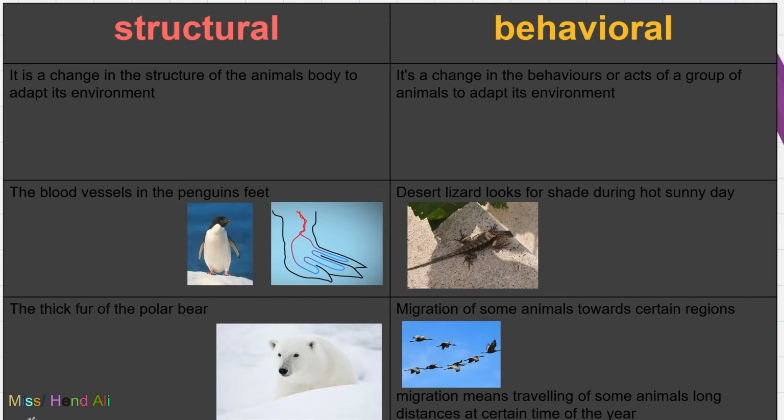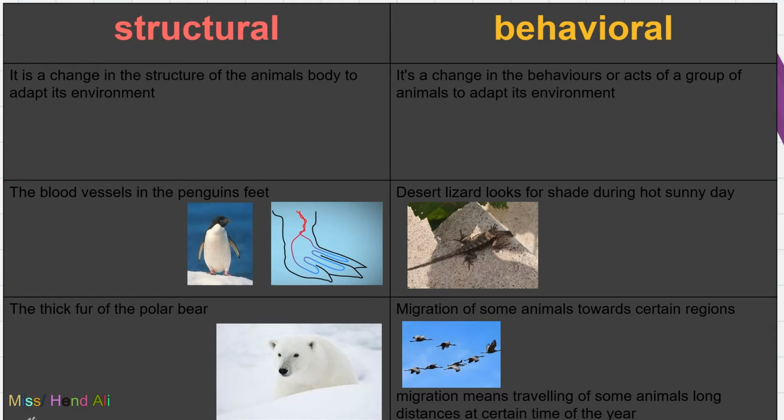Now let's talk about behavioral adaptation. Behavioral adaptation is a change in the behaviors or acts of a group of animals to adapt to its environment. Example for behavioral adaptation: desert lizard looks for shade during hot sunny days. And migration of some animals towards certain regions, like birds. Migration means the traveling of some animals long distance at a certain time of the year.